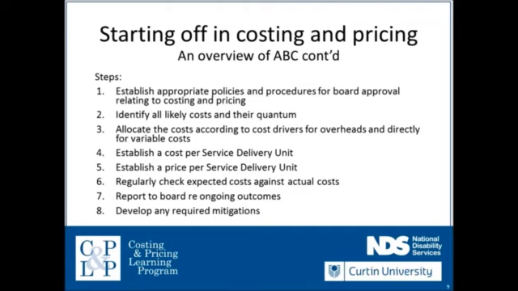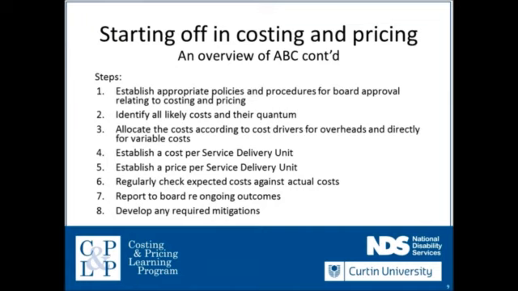costs. We need to establish a cost per service delivery unit and establish a price per service delivery unit. That is, we need to establish how much it costs to deliver each iteration of service and what we're actually receiving for each iteration of service in order to be able to make that target price gap calculation. We then need to regularly check expected costs against actual costs. So in other words, a costing process is not a once-off process, it's an iterative process.